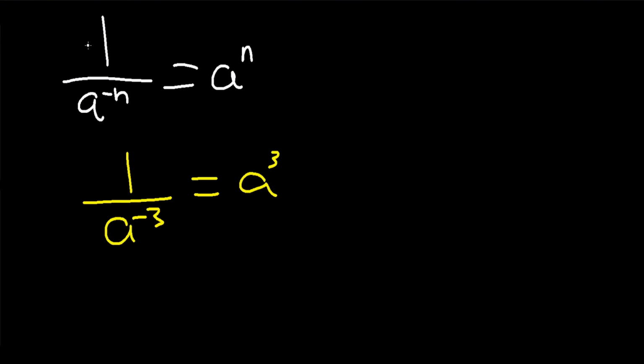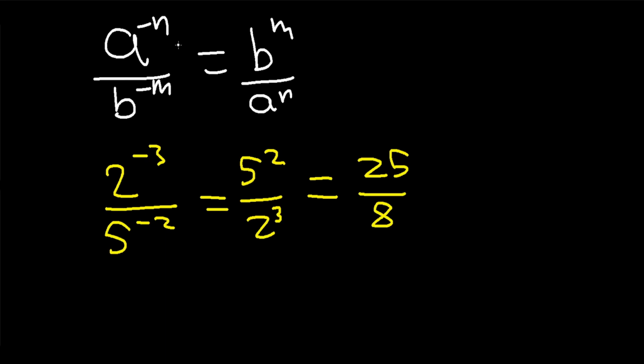Our eighth property says that if we have 1 over a to the power of negative n, then that's the same as a to the power of n, which you may have noticed in the second example for our third piecewise property, where 1 over a to the power of negative 3 is the same as a to the power of 3. Now, if you intuit that, you should be able to understand that if a to the power of negative n is divided by b to the power of negative m, then that's the same as b to the power of m over a to the power of n.